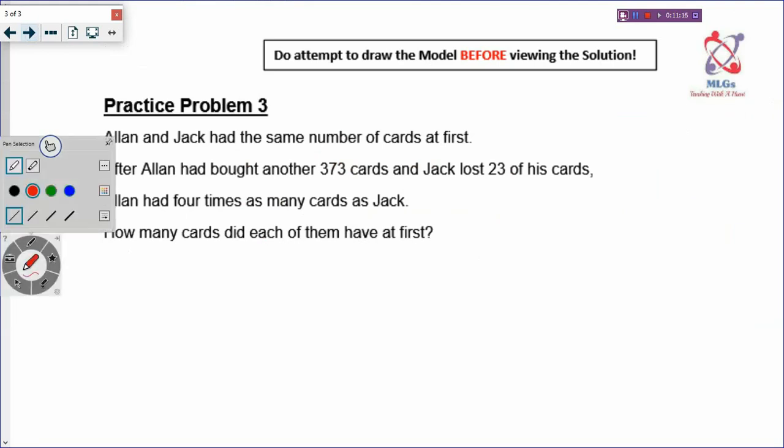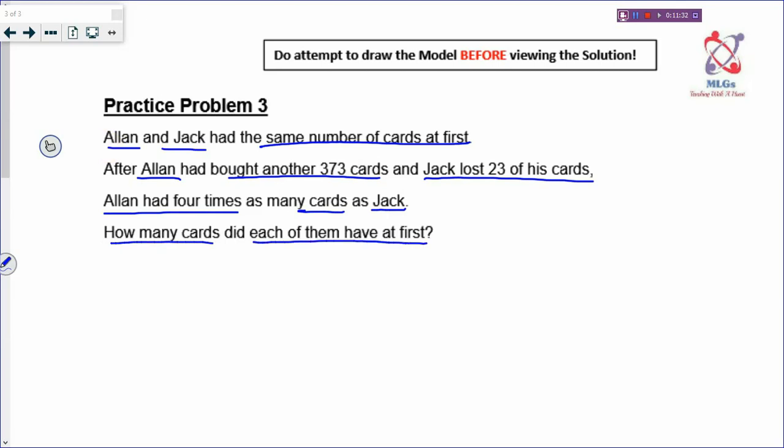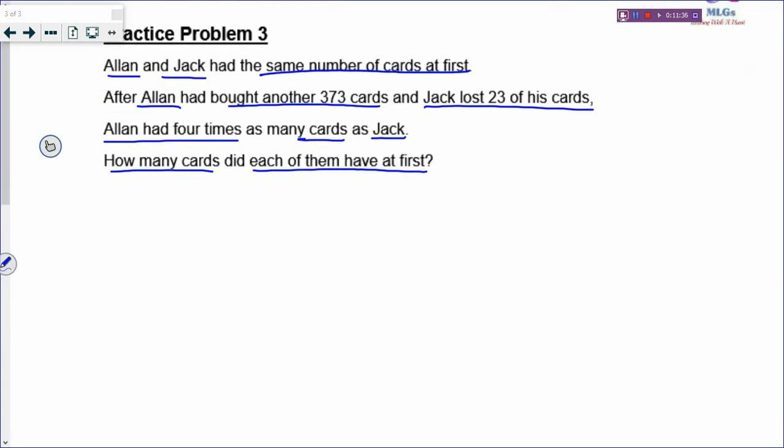Let's read. Alan and Jack had the same number of cards at first. Alan bought another 373 cards. Jack lost 23 cards. Then Alan had 4 times as many cards as Jack. So how many cards did each of them have at first? So again, you have a before and after problem. So what is unchanged? Everything changed, right? Alan has more, Jack has fewer cards. The total has also changed.